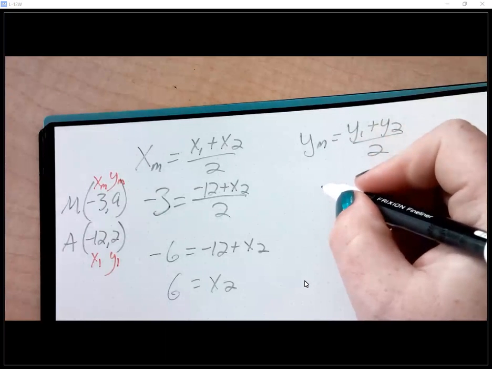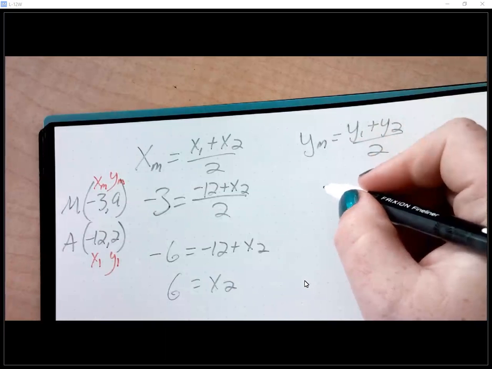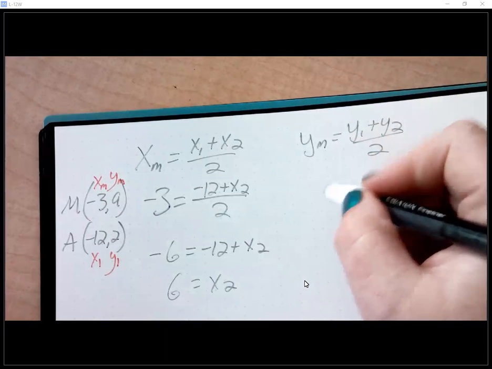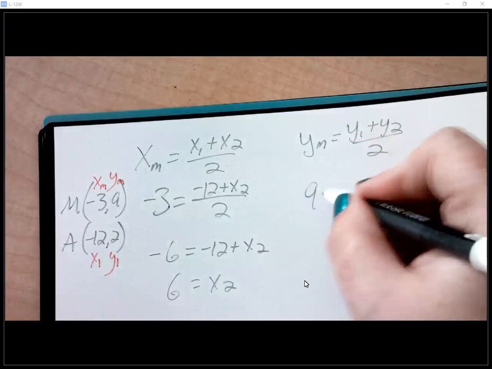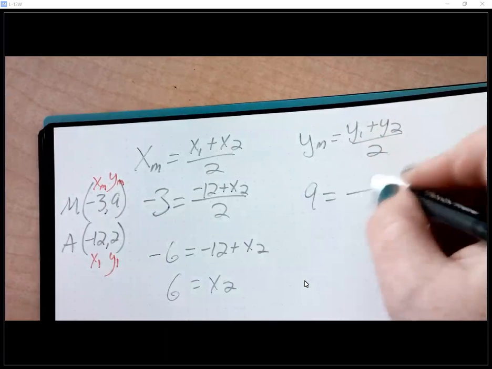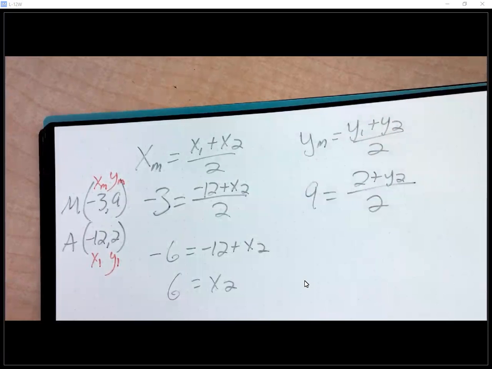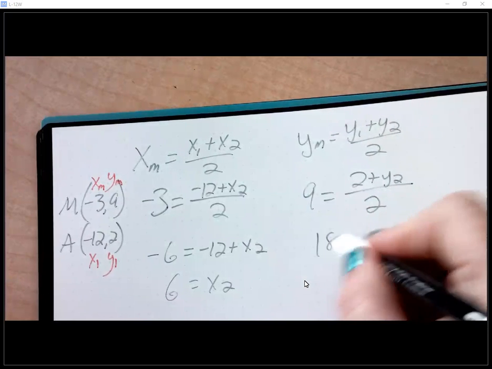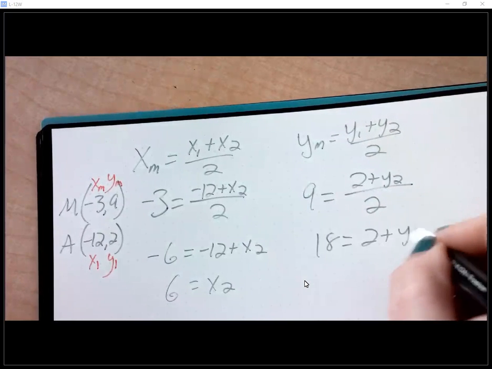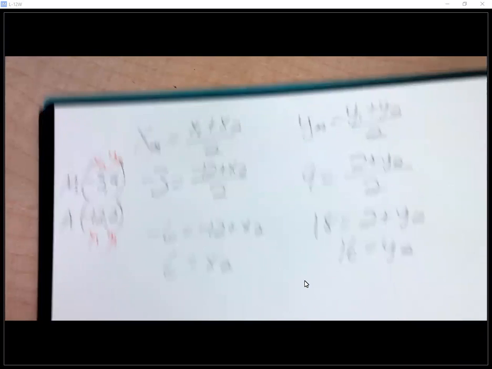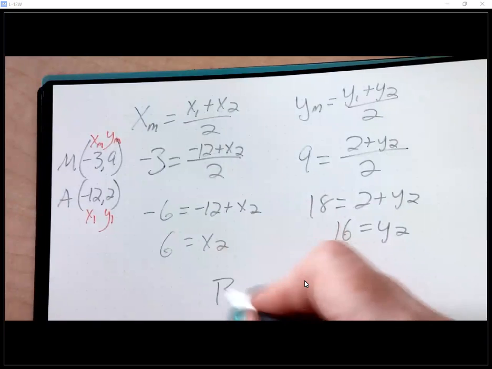Anybody have an answer for Y, the midpoint? Braylon, go ahead. 16. I agree with you. So Y, the midpoint is 9. Y1 is 2. I don't know what Y2 is, but now I can solve for it. Multiply both sides by 2. I get 18. Minus that 2, 16. So that means that B is located at (6, 16).